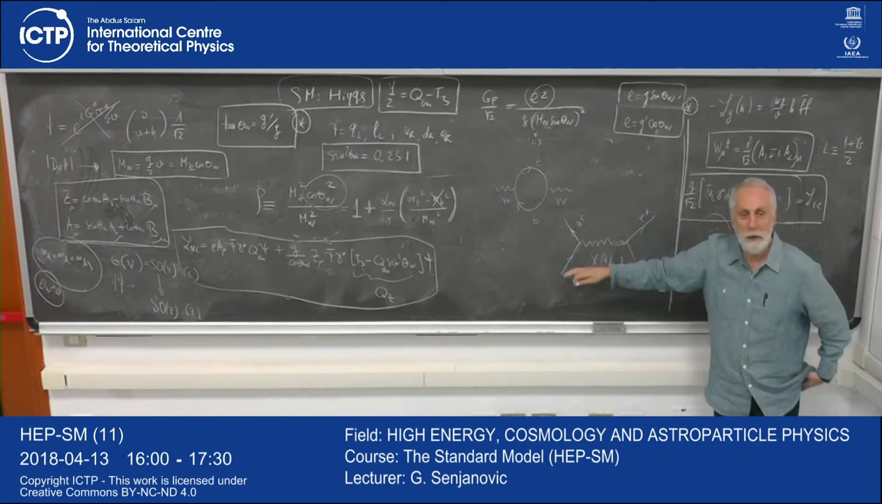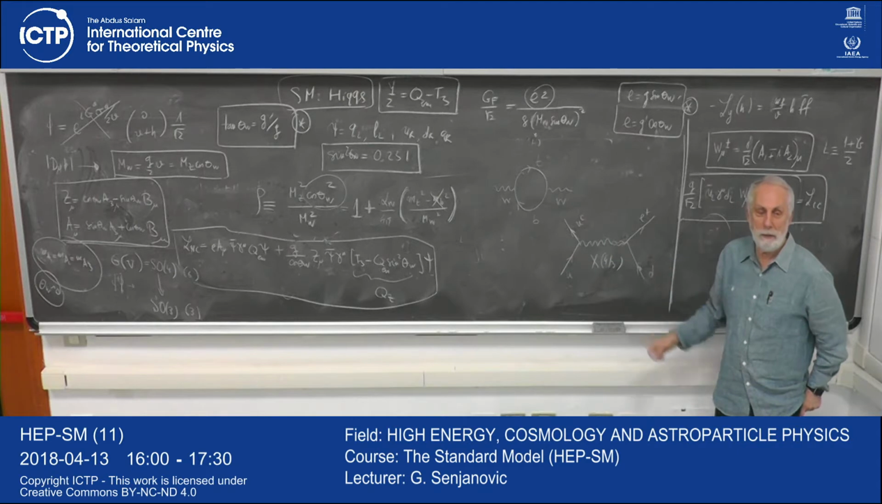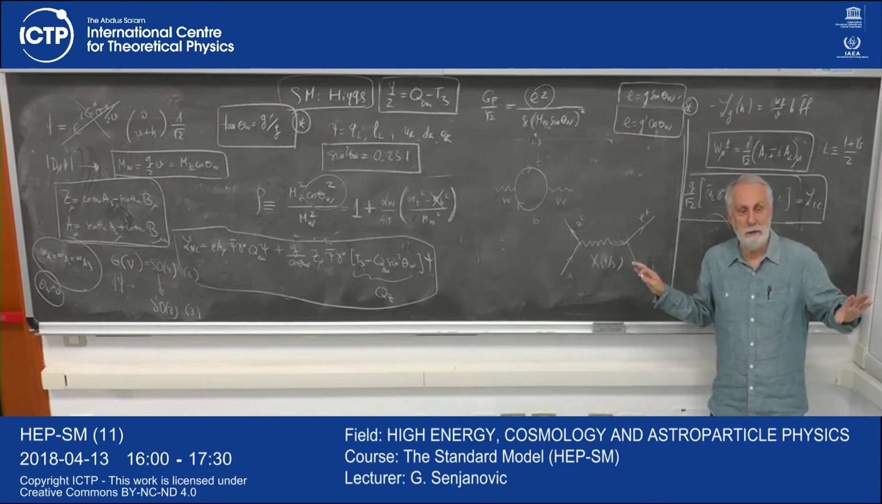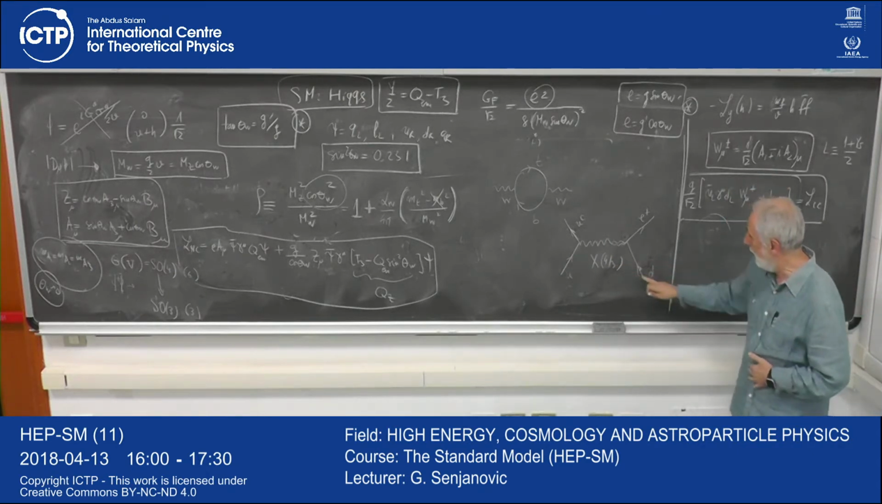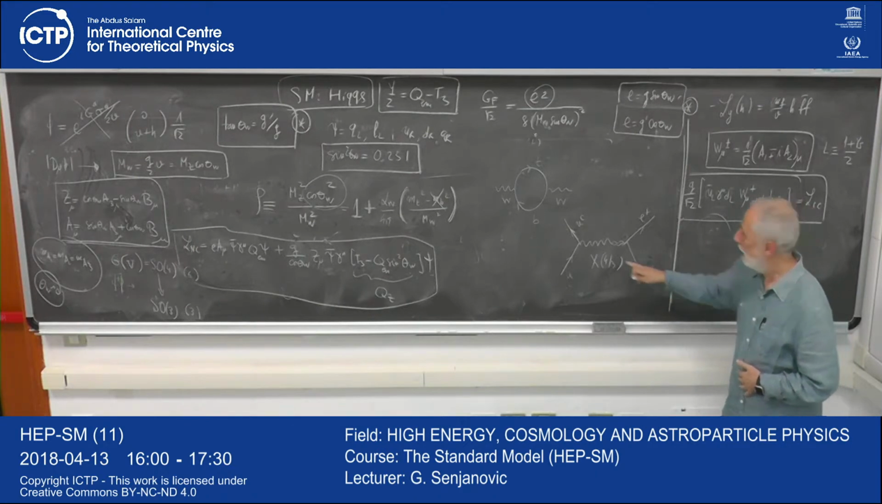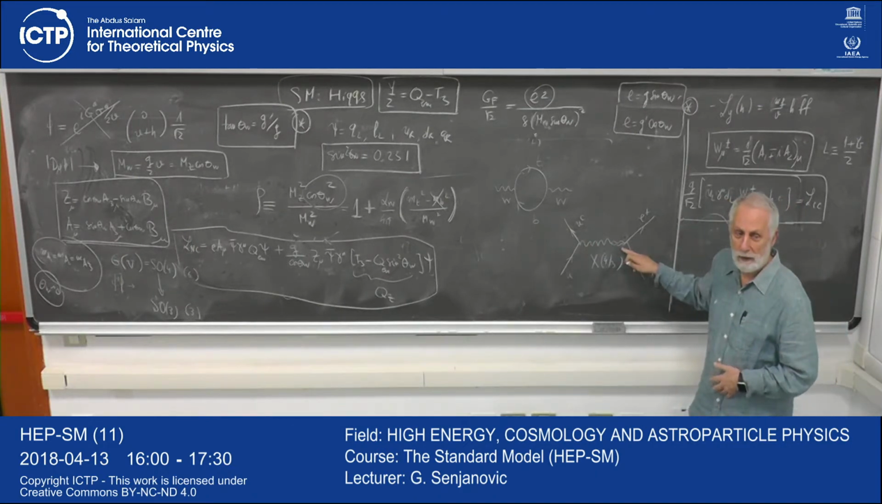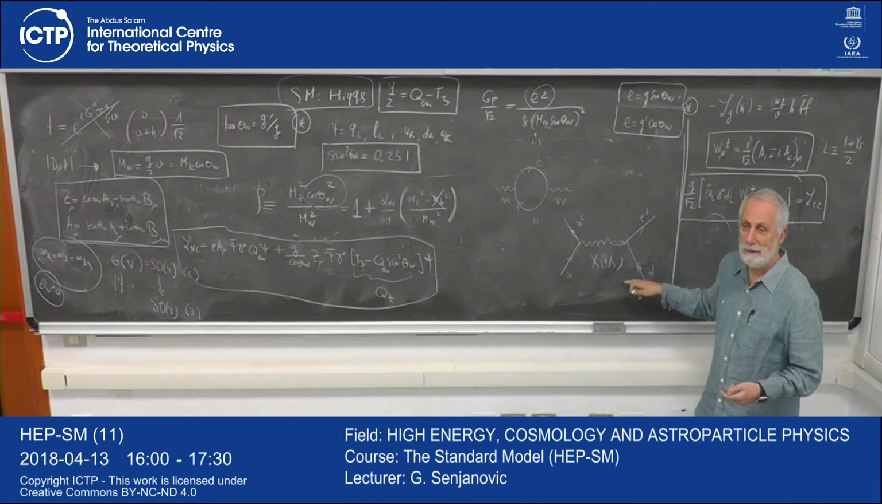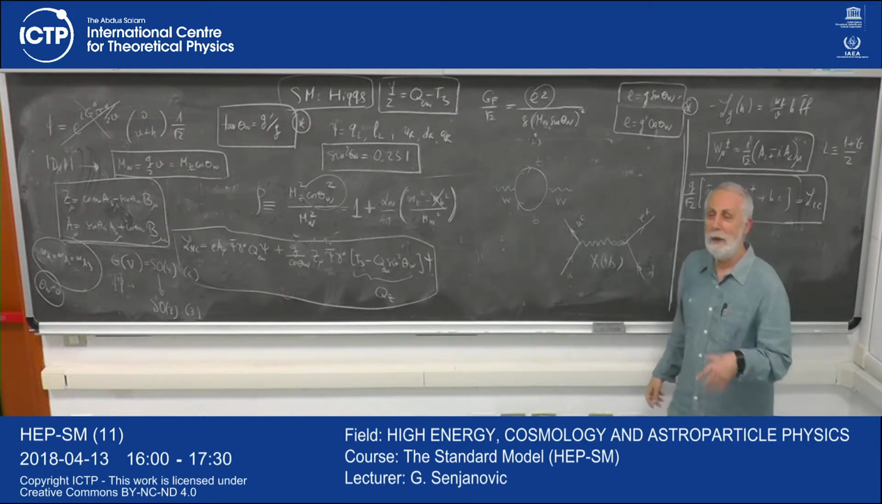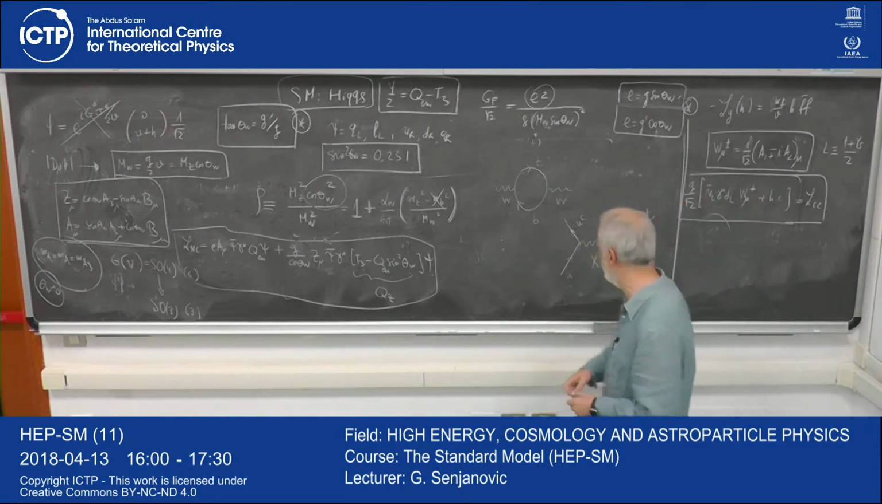What would this do to me? I could make quarks become leptons, if such a guy existed. It would have to carry color. You see, color couples here. He'd be a crazy guy. What would that do? It would make the proton become unstable. Look at this.